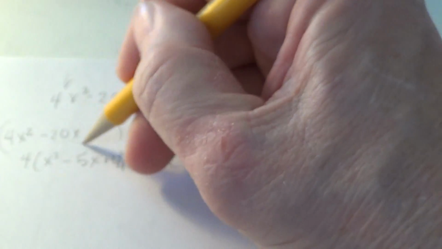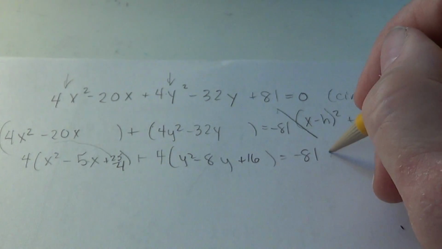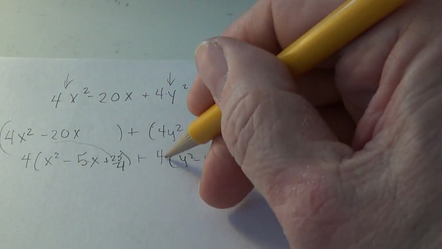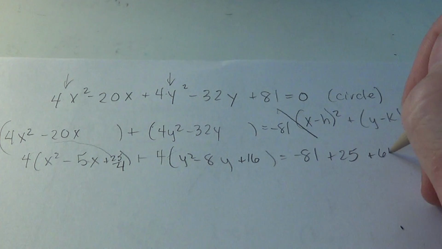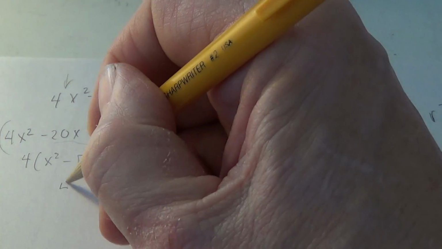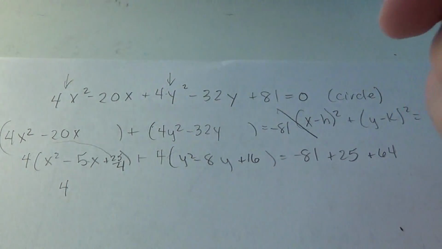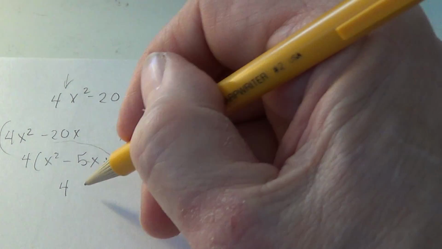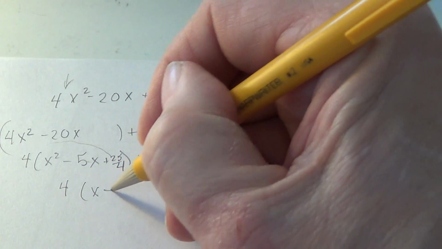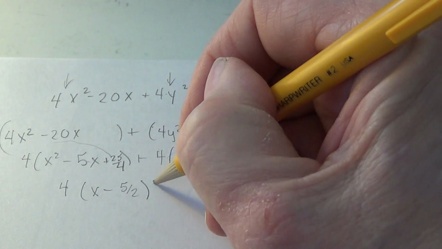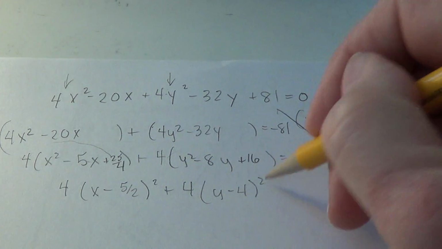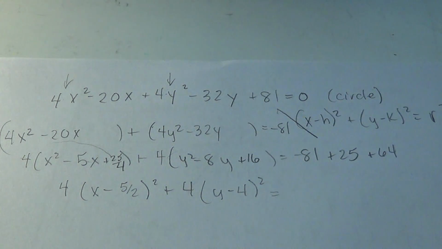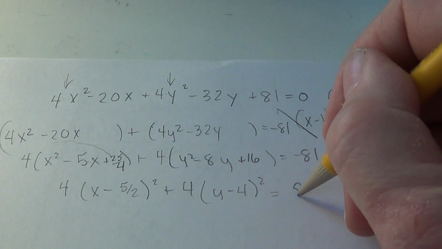What did I really add? 4 times 25 fourths. I really added a 25. What did I add here? 4 times 16 is 64. All right, the perfect squares that were created are x minus 5 halves squared and y minus 4 squared. When we have negative 81, 25, and 64 comes out to an 8.